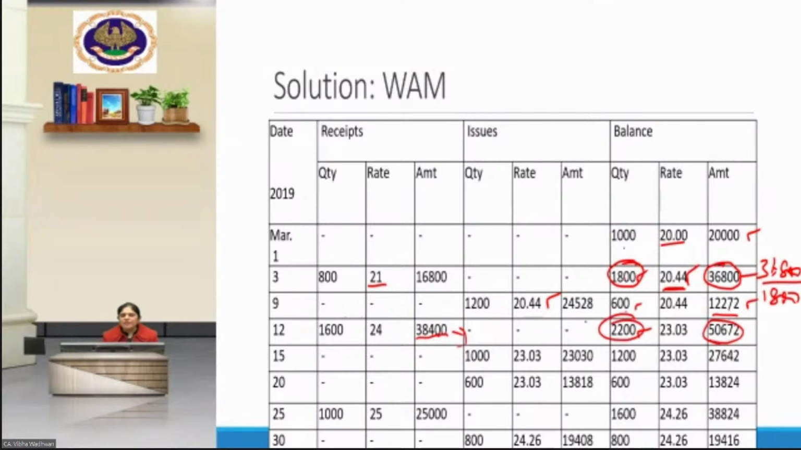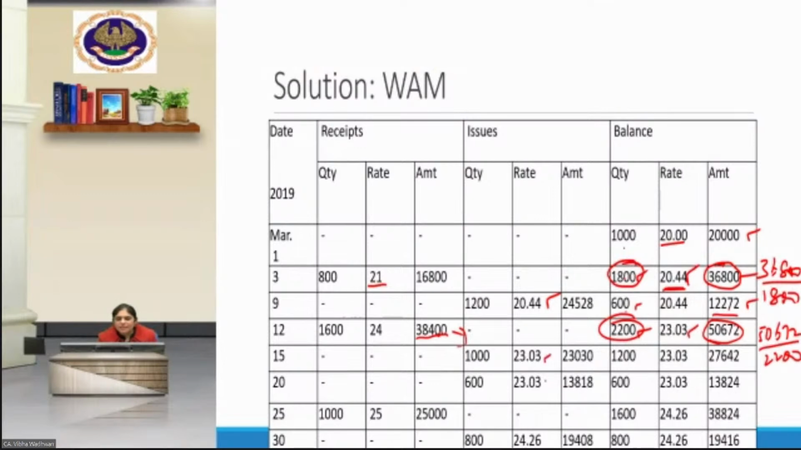A new weighted average rate will be calculated only with the new purchase. Before that, no new weighted average rate will be calculated. So 50672 divided by 2,200. I'm calculating so that no discrepancy comes. In the last question, there was one discrepancy. So yes, this is the new weighted average rate.